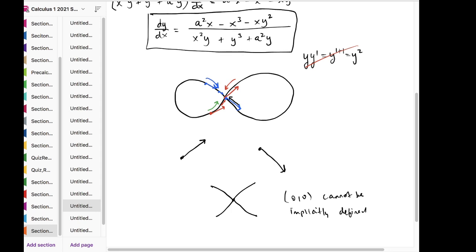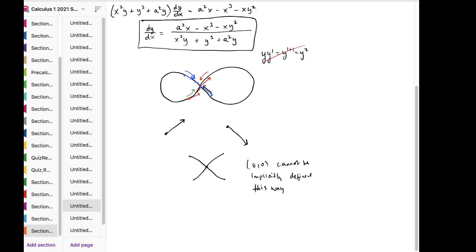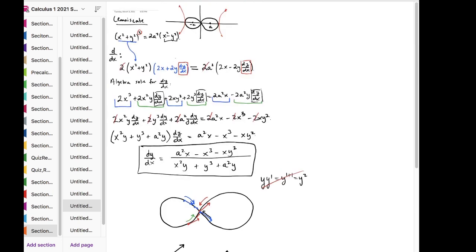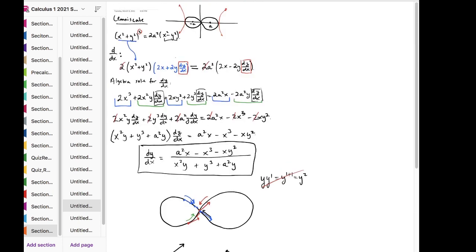Well, at least it cannot be implicitly defined this way. In Calc 2, you'll figure out another way you can define it. It's actually more intuitive. Can anyone guess another way you can define the curve? It's actually based on what I sent. You can define a curve by just drawing it.